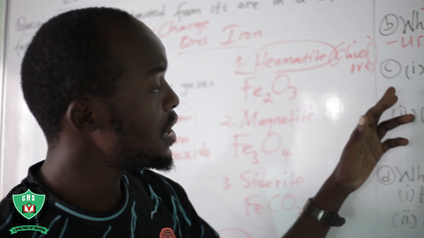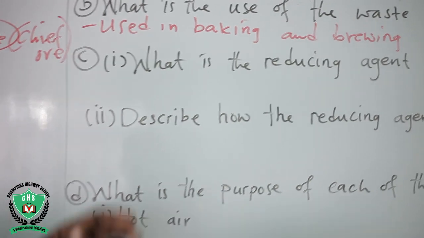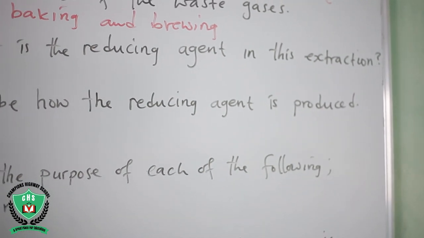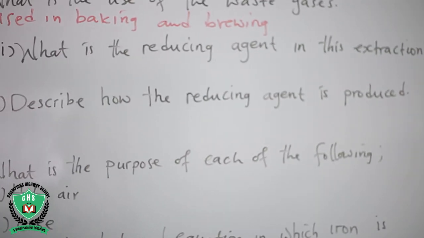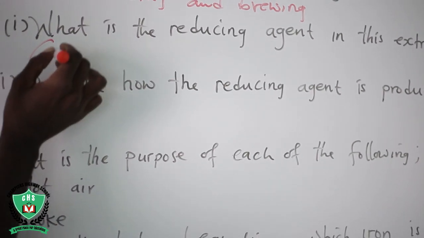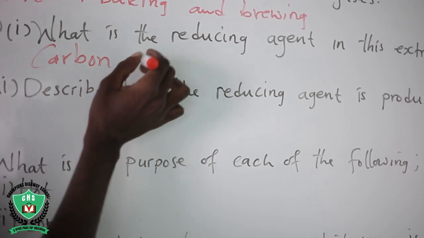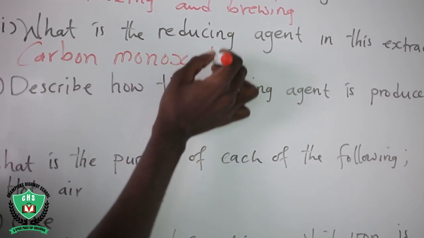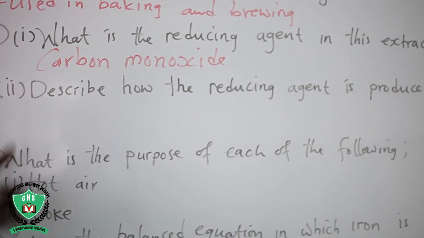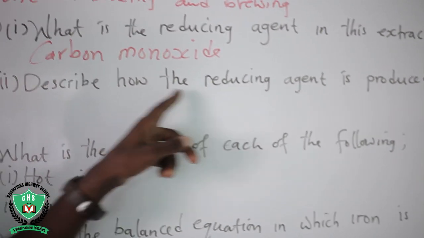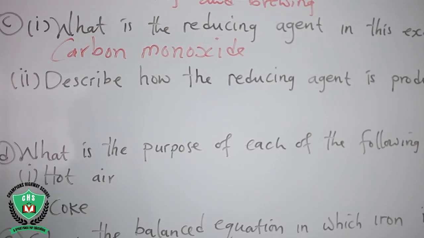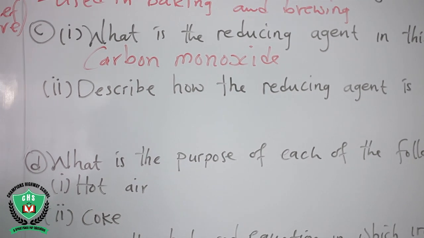The next question is, what is the reducing agent in this extraction? You can pause the video and try to answer it according to what we have mentioned. The reducing agent in this one is carbon monoxide. Then the next question is, describe how the reducing agent is produced. You have to explain how it is produced.